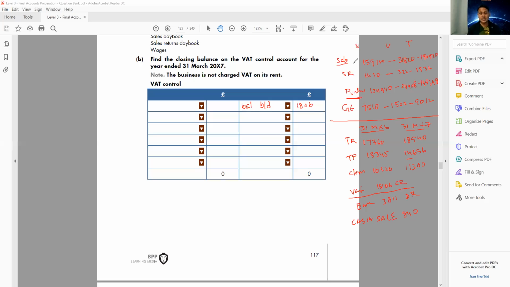First one we're going to do from the sales daybook. From the sales daybook, we can see our VAT is 31,820. Very well done, Omid. So sales daybook, 31,820. Then we have a cash sale as well. Yes, very good. So the cash sale we have 840. That's it. That's all I have for the VAT I have to pay.